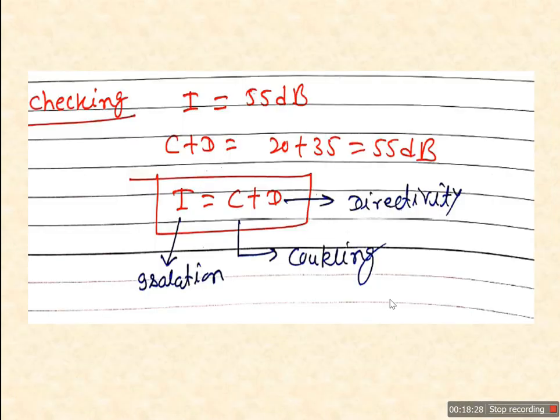So the whole thing is there. You need to find all 4 parameters: coupling, directivity, isolation and insertion loss, where isolation is equal to coupling plus directivity. It clearly identifies all the terms. Hope you understand it, and do not write the wrong terms. First identify all the parameters and all the ports, then put the terms in all the formulas and find out the values. Okay, thank you.